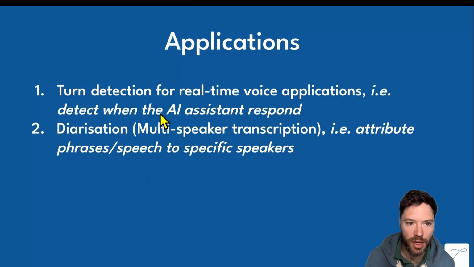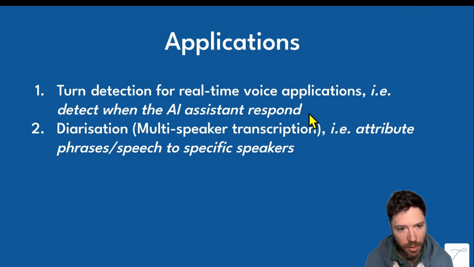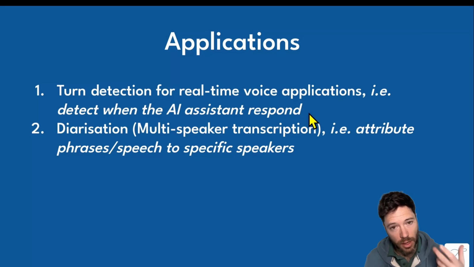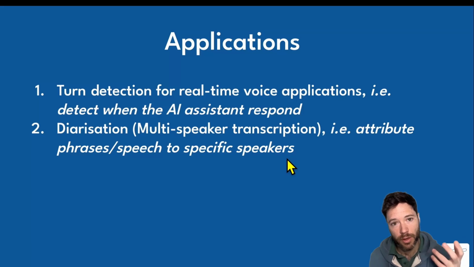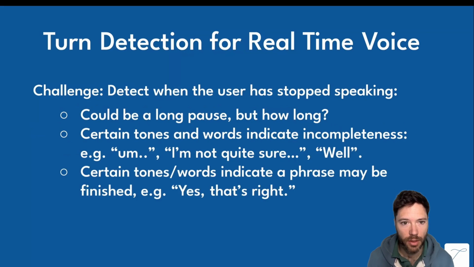Turn detection, as I said, is primarily for real-time voice applications. It's so you can tell when to respond with an AI. Diarization, meanwhile, is attributing the speech to various speakers, speaker 1, speaker 2, etc. Now I'll start by describing turn detection and then move to diarization.